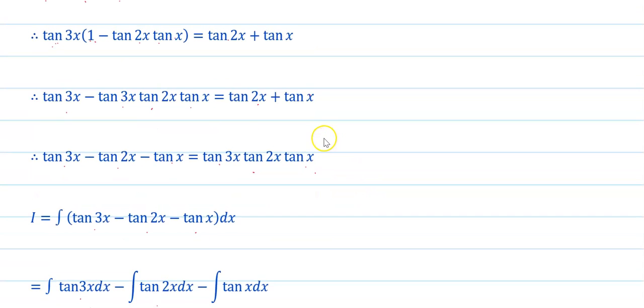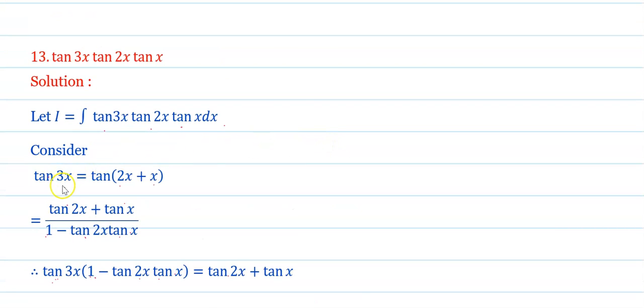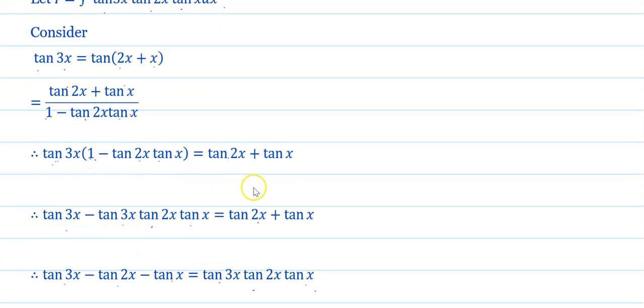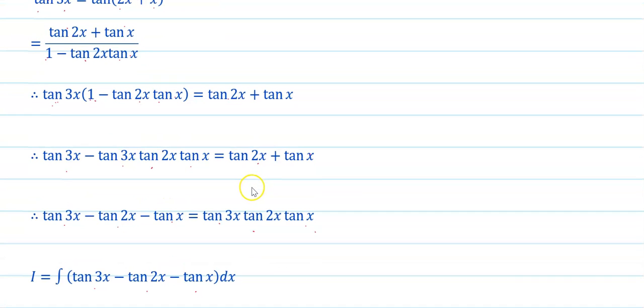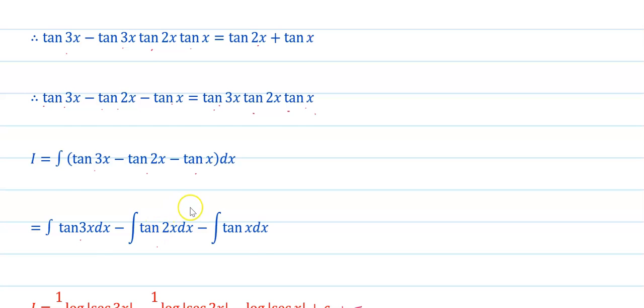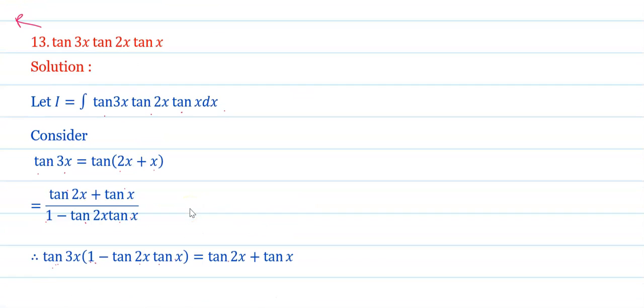This trigonometry is important. That is tan of 3x. Tan of 3x is equal to tan of 2x plus x, and this simplification is important. Then the product of these: from tan of 3x, subtract tan of 2x and subtract tan x. You can see this.